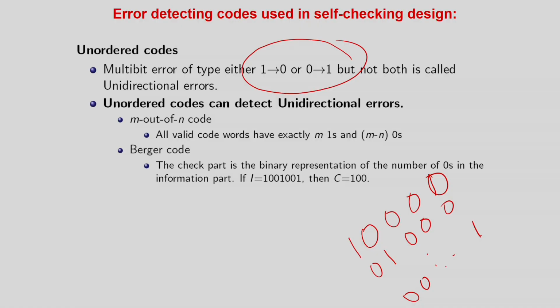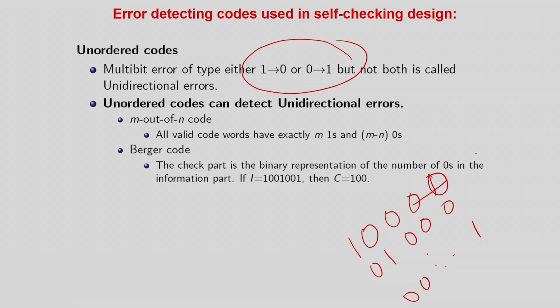Now you can very easily appreciate what is going to happen if there are unidirectional errors. Unidirectional means the zeros can become 1, or a 1 can become 0, but you cannot have one 0 becoming 1 and another 1 becoming 0. That cannot happen. But be careful: if it happens, the error cannot be detected. So this is one code, like 1 0 0 0 0.